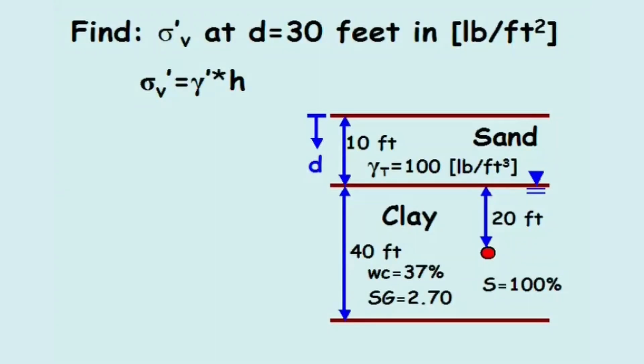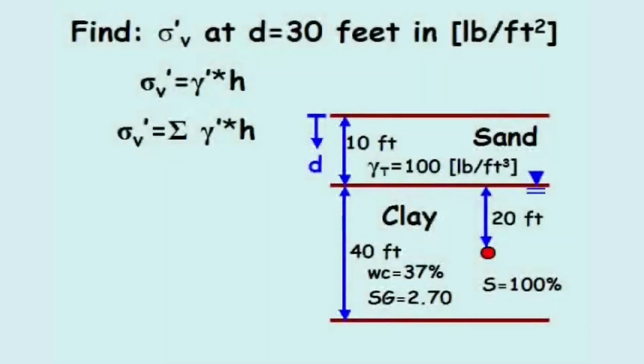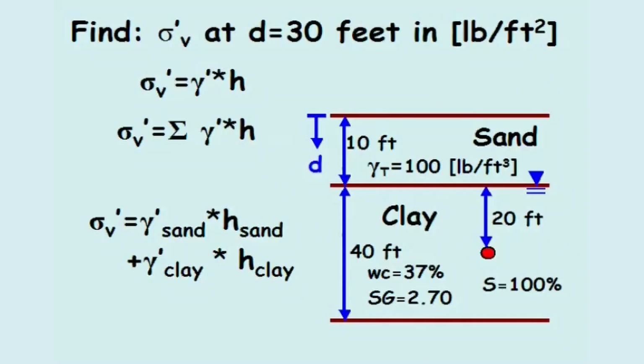The vertical effective stress is equal to the effective unit weight times the height of the soil above the point of interest. If there are multiple layers of soil above the point of interest, the vertical effective stress is equal to the sum of the effective unit weights times the height of each soil layer. In this case, we sum up the sand layer and the clay layer.